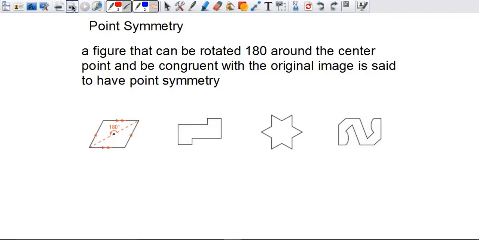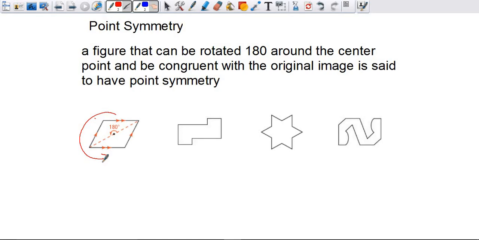Point symmetry is a big one that they're starting to use a lot more. Point symmetry is a figure that can be rotated 180 degrees around the center point and be congruent to the original image. That's where, if you look at these, if I take this image right here and I rotate it 180 degrees, would it be the exact same? Yes, it would. You could do that with all of these, but it's a little bit easier if I can show you with a picture.